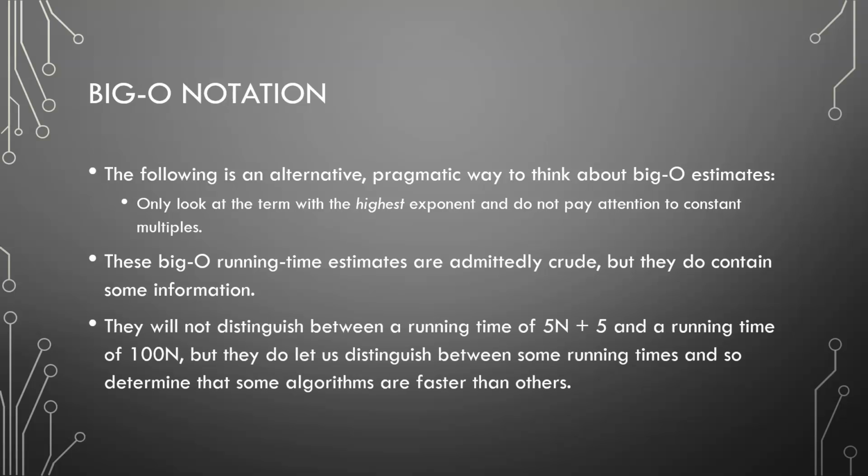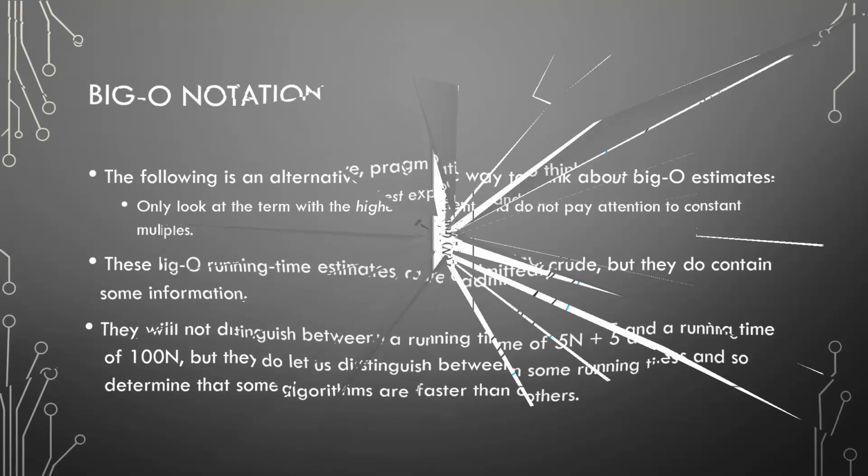But it doesn't have to necessarily be that, because there's not necessarily a distinction between a running time of 5n plus 5 and a running time of 100n. But they do let us distinguish between some running times, and so determine some algorithms are faster than others. So if I wanted to compare those two algorithms, well, obviously 5n plus 5 is a smaller number, and we like smaller when talking about big O. So that one would be better. But in the grand scheme of things, they're both n to the power of 1. Because it's both to the power of 1, they're technically pretty close to being the same.